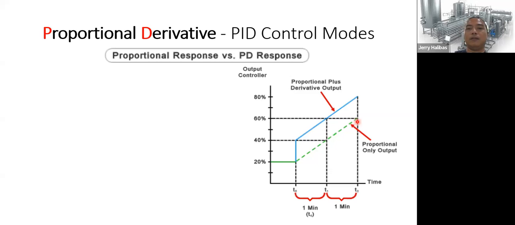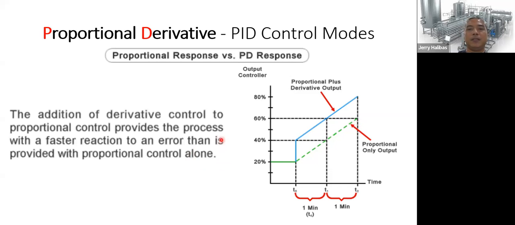Okay? So, another example. The addition of a derivative control to the proportional control provides the process with a faster reaction. The derivative control is fast because when you differentiate, it is like taking samples very fast, very quickly. So that is the meaning of a faster reaction to an error than is provided with the proportional control alone.